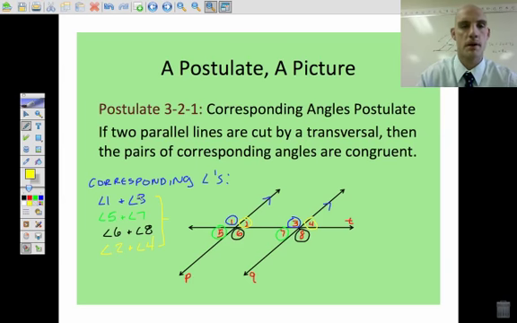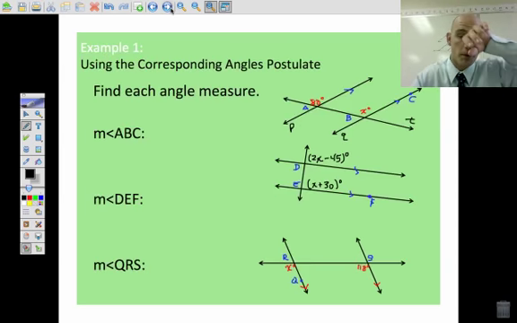Now, the corresponding angles are congruent. How can I write this? Well, if I wanted to be more specific, I could say that these are congruent, like this. This is the congruent sign. It's an equal sign with a little tilde above it. So that's what I've got. That's the first postulate. So when we use this to solve, we're going to find each angle measure.